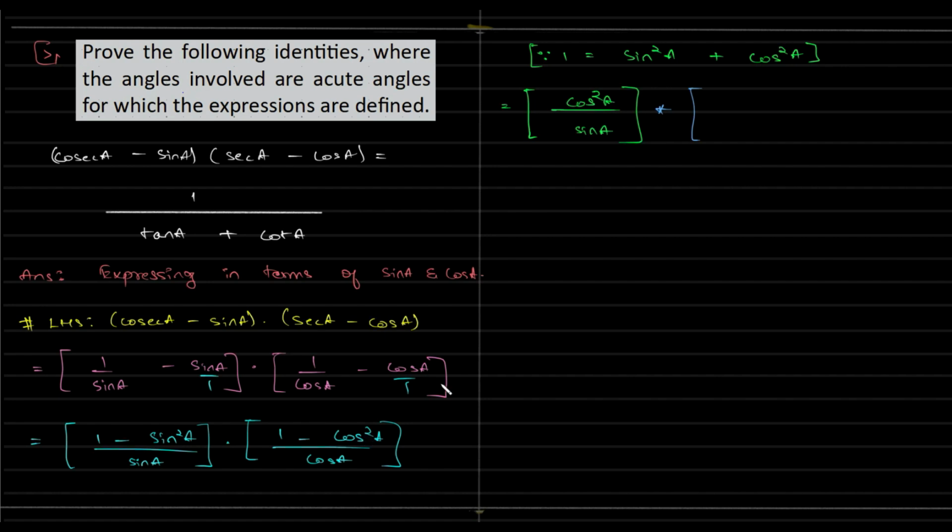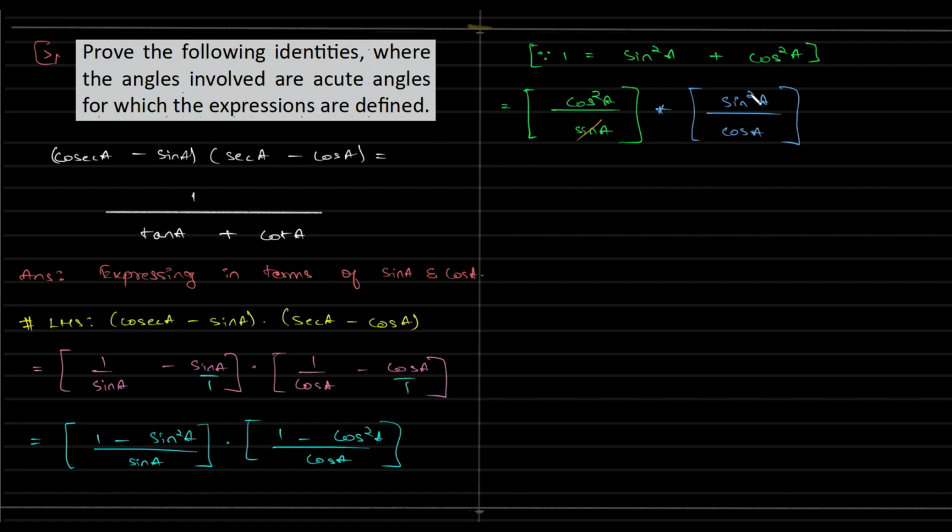1 minus cos square A is what? Yes, it is sine square A. Is it not? Same thing. Again, if you're not very confident, substitute for 1. Things will happen on its own. But yes, in time, you need to get confident and familiar with the formulas. That's the whole point of practicing. Okay.